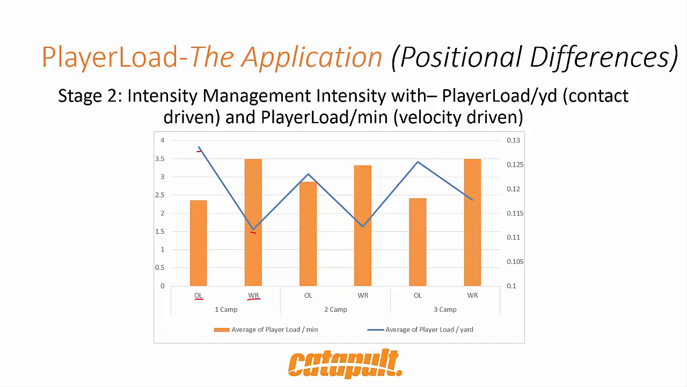We'd have pretty much a perfect inverse relation, right? So you have the wide receiver who's going to have more high intensity yardage and going to be able to run those 20, 30, 40 yard routes. That's where this number is going to come in a lot higher than the offensive linemen's. So you can see that throughout the weeks in camp, and this is just really highlighting that player load per yard is very contact driven, while player load per minute is very velocity driven.